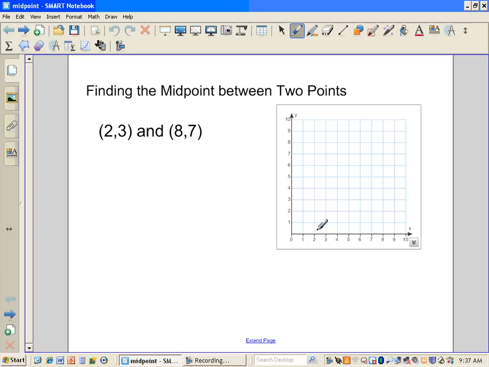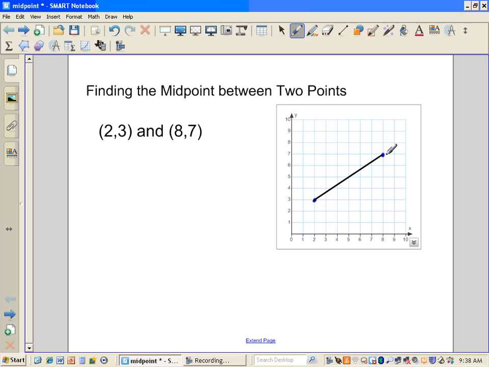So if we start with the point (2, 3), and then the point (8, 7), those are 2 points. I'm going to just draw a line from those 2 points. So the middle looks to be about (5, 5).